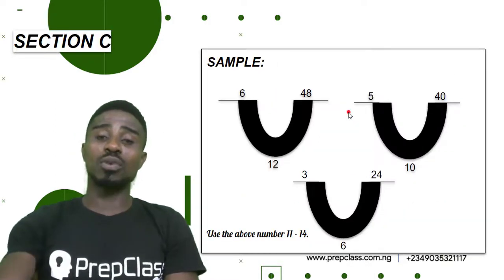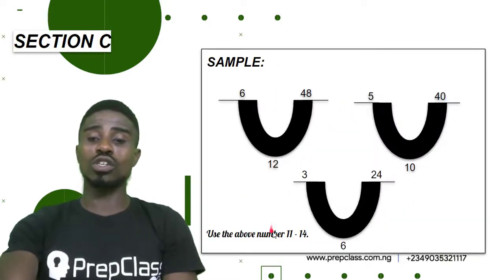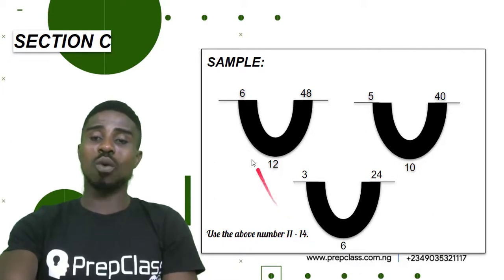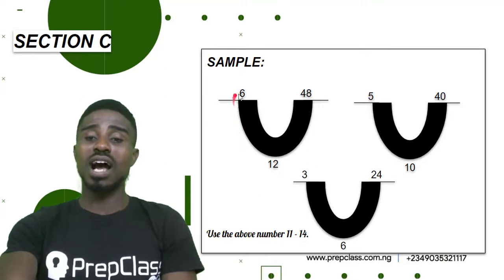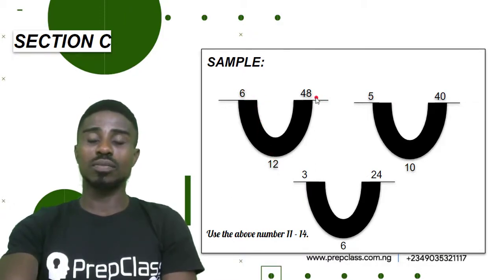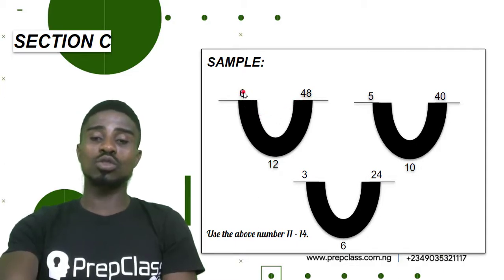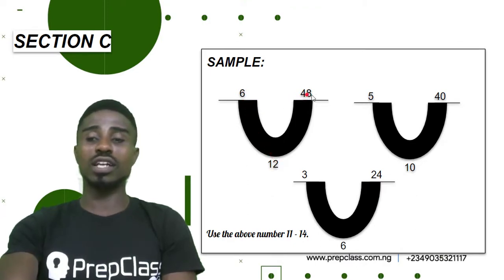Alright, this is a sample that will guide us in solving questions 11 to 14. Now, what do we need to do? We need to build an understanding on how these numbers are related. So I'm going to try them out. So I would say 6 times 2 is 12. 6 times 8 is 48. Alright, so it simply means this number times 2 will give us this, then this times 8 will give us this. Let's try the next one.